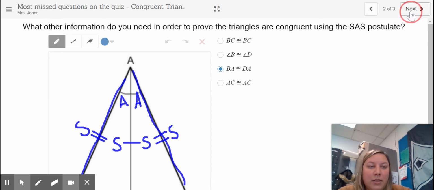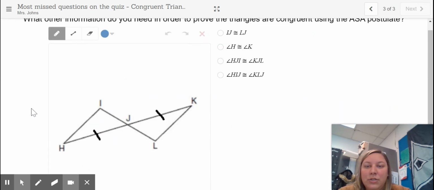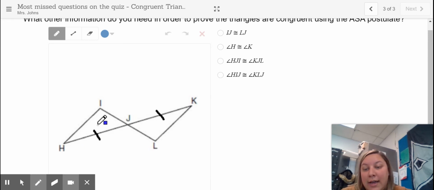Okay, one last example here. What other information do we need in order to prove the triangles are congruent using angle, side, angle? So with this one here, we do have a side given to us. I'm going to label over here another side. And then we do also know the vertical angles. That's something that we can mark on our picture.